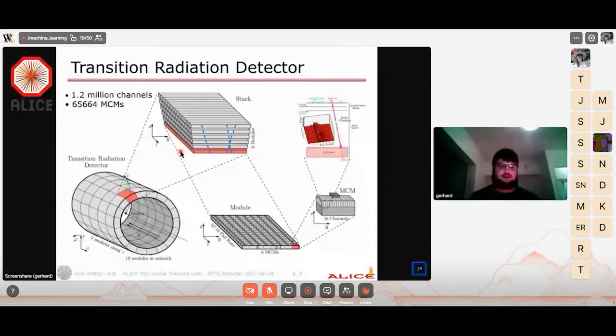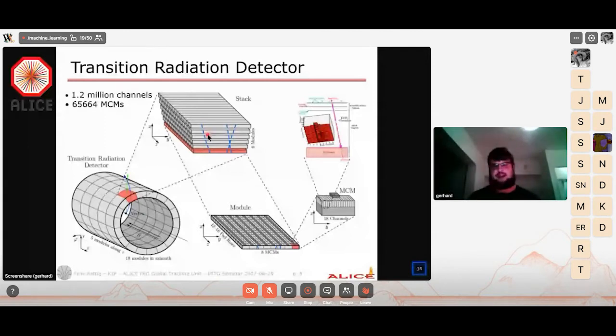Some of them are involved in finding the central point of the collision. Others are more concerned with tracking, like where did that particle actually go. Others are concerned with energy deposit and studying various types of particles. So the transition radiation detector itself is composed of multiple modules. You've got 18 modules in the phi direction, so around the azimuth, and then you've got 5 modules along your z-axis. So this is the direction of the beamline where the particles actually collide.